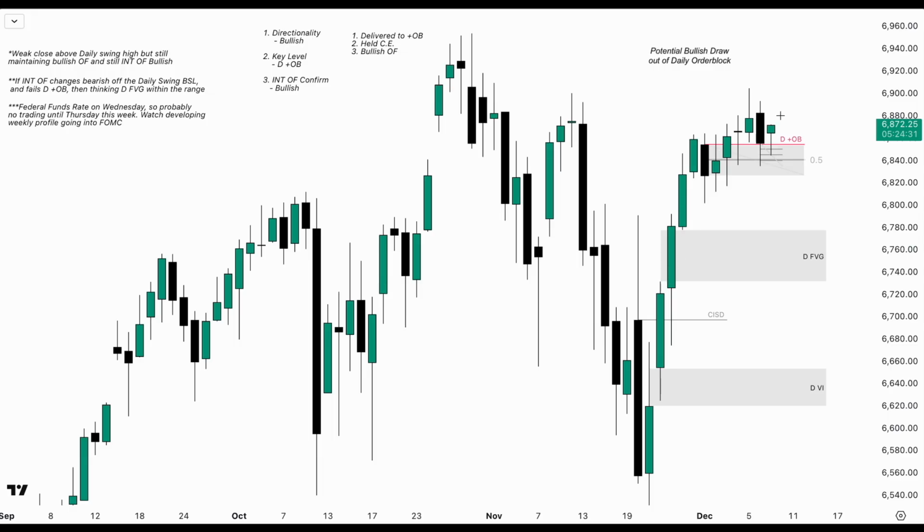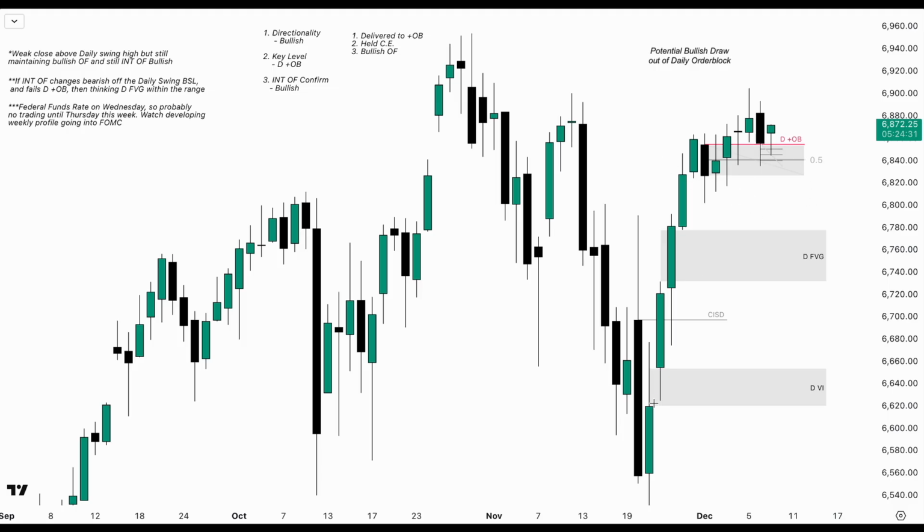So overall, I was thinking that we were relatively bullish in the market. I saw us holding strong in this daily bullish order block, and my idea was that if we were going to continue to hold strong in this order block, that we could see some type of price expansion to the upside, supporting out of this order block.